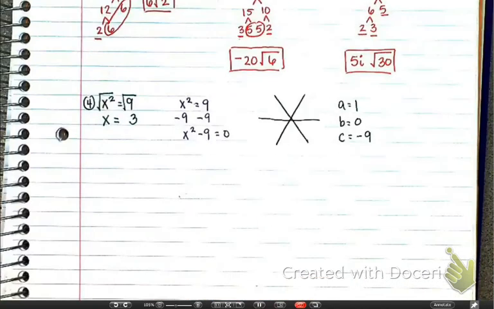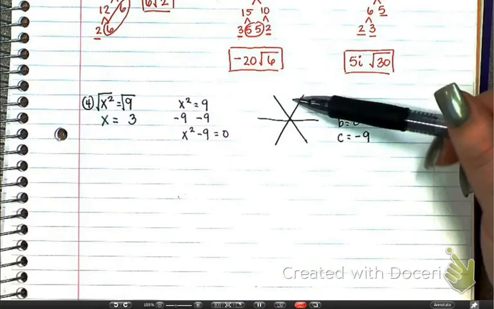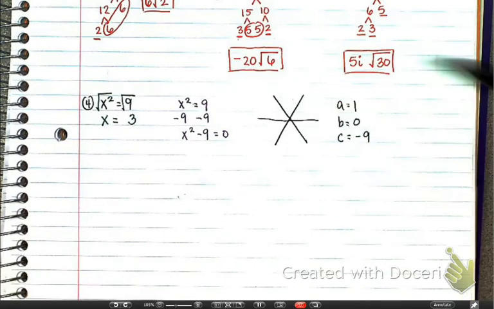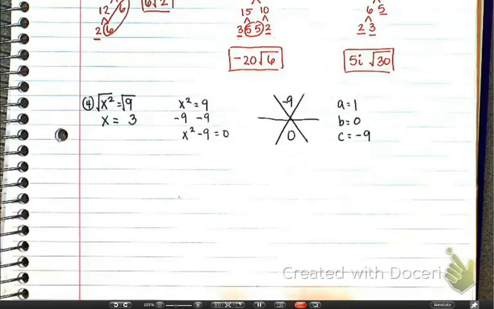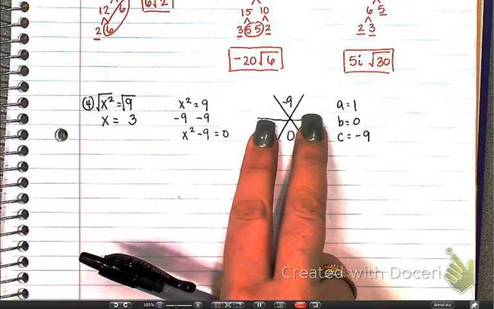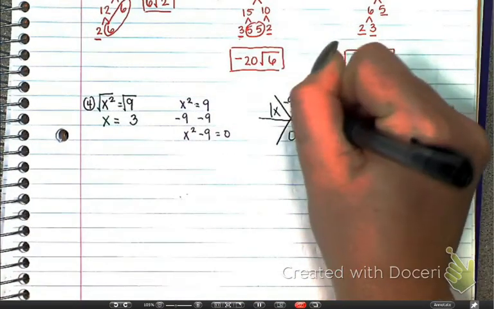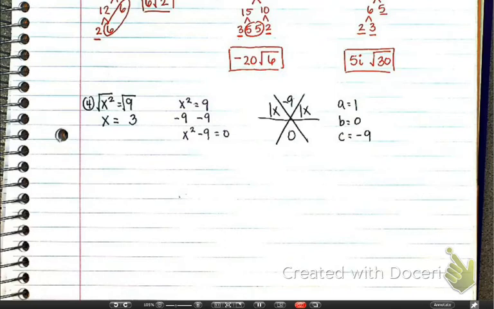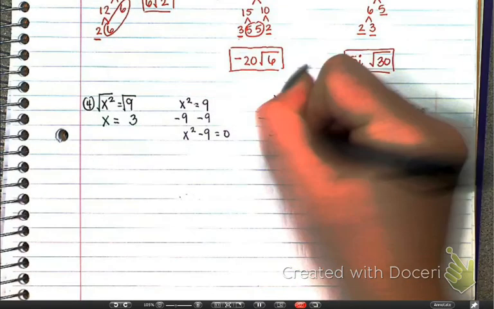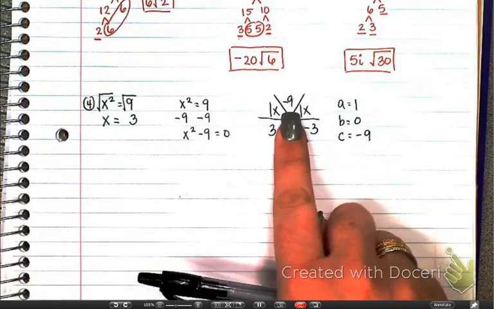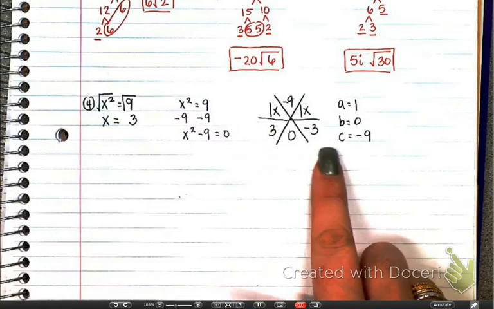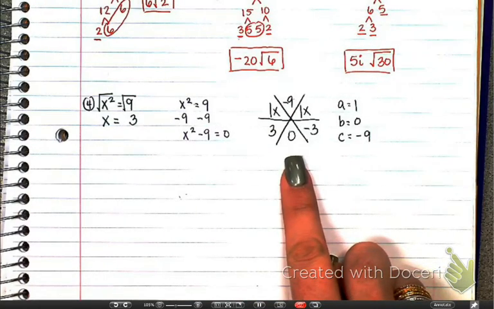Okay. What goes on top? A times C, so -9. What goes on bottom? 0. What goes here? 1x and 1x. You are now looking for two numbers that multiply to -9 and add to 0. What multiplies to -9 and adds to 0? 3 and -3. 3 times -3 is -9. 3 minus 3 is 0. You should be writing this all down.